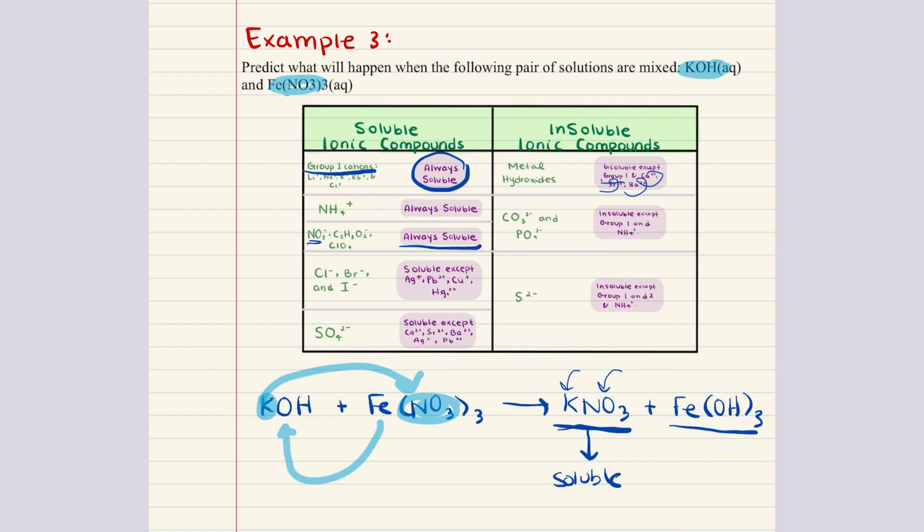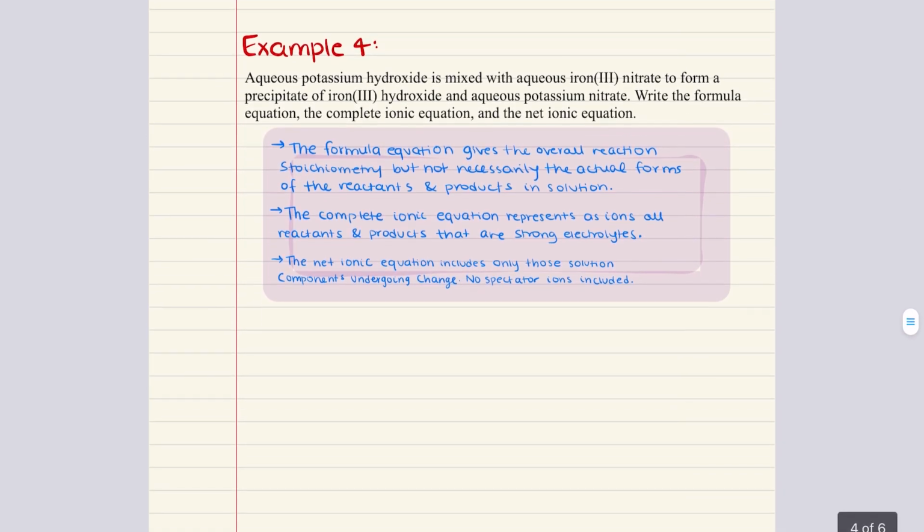Now let's look at iron 3 hydroxide. Metal hydroxides are insoluble unless they're paired with a group 1 cation or strontium or barium. What we notice here for iron 3 hydroxide is iron is none of those options. And so indeed, this metal hydroxide is insoluble, and this product is going to precipitate out. Now, this is going to transition really nicely into the next problem.